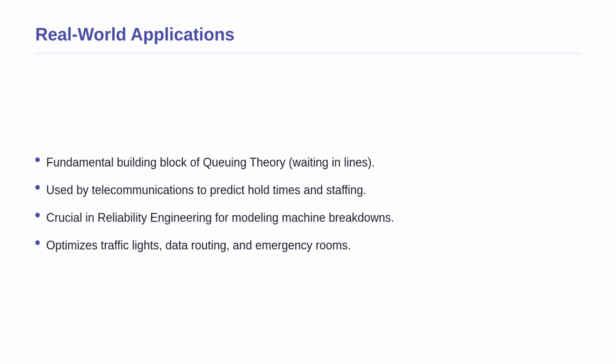Before we conclude, it is important to understand why this mathematics matters in the real world. The exponential distribution is the fundamental building block of queuing theory, which is the mathematical study of waiting in lines. Every time you call a customer service center and are placed on hold, the company is using this exact distribution to predict your wait time and decide how many operators to hire.